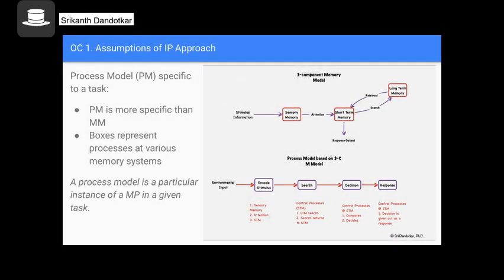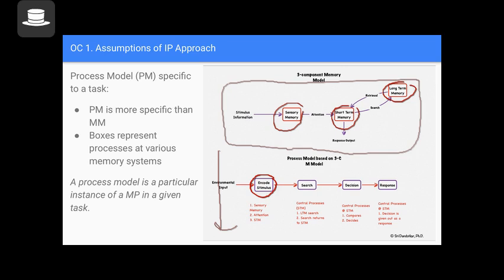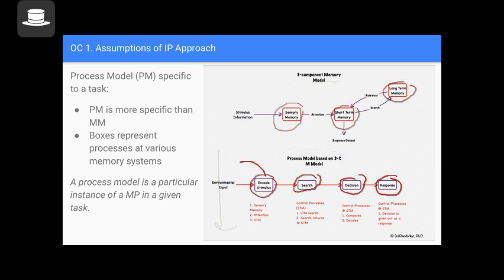Okay, so let's see how a process model is slightly different from the memory model. If you look at this particular thing, right, this is a memory model, and what you see here is a process model. Now, as you can see, the boxes in the memory model represent memory structures, right? The boxes here don't represent memory structures. They describe stages of processes, not structures of memory, but processes.